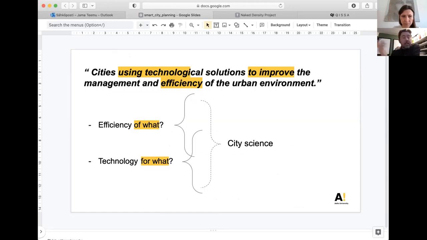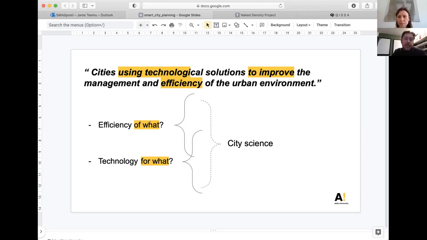Of course, depending on the context and the environment, the basics in planning may refer to something else if you are dealing with areas which are not under the pressure of development, degrowth, and issues like this. But if we talk about cities, especially big cities, it's about efficiency. They say that cities are using technology to improve efficiency. And then you have to elaborate: efficiency of what? And also, technology for what?